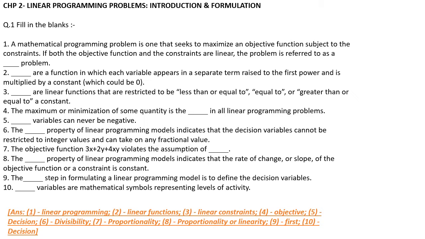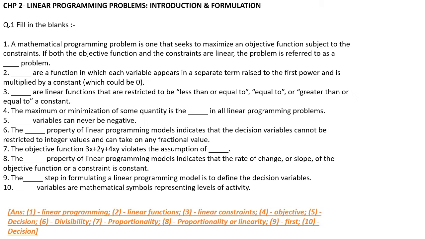Correct answer: divisibility. Seventh, the objective function 3x plus 2y plus 4xy violates the assumption of dash. Correct answer: proportionality. Eighth, the dash property of linear programming models indicates that the rate of change or slope of the objective function or a constraint is constant. Correct answer: proportionality or linearity.